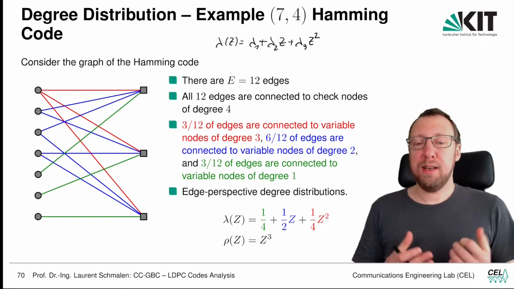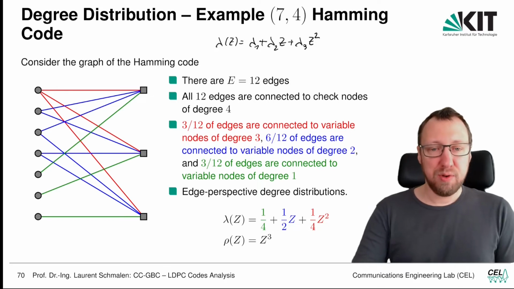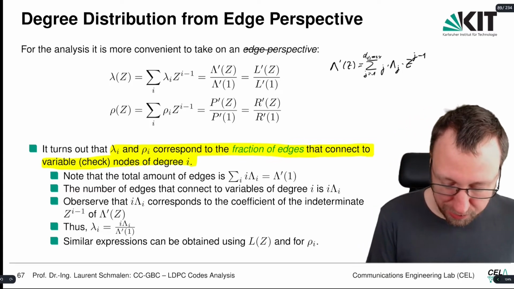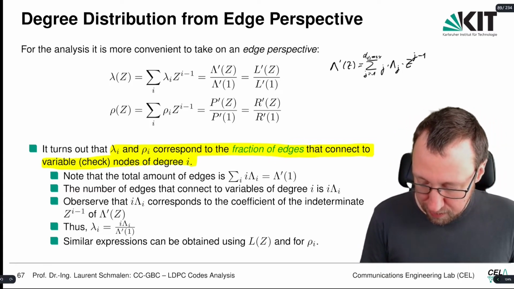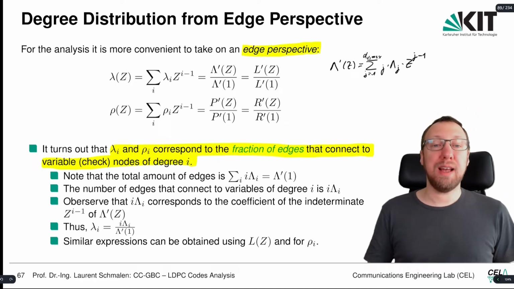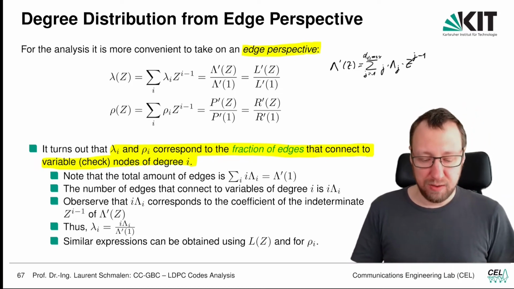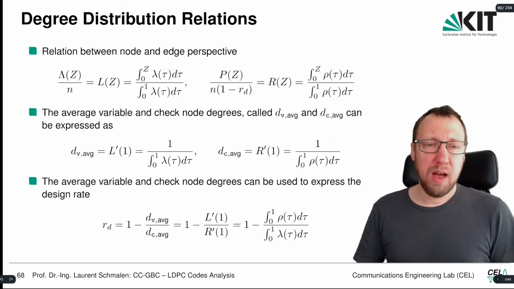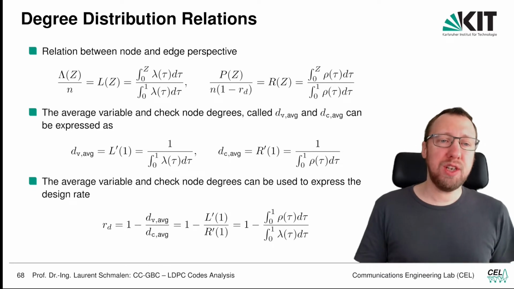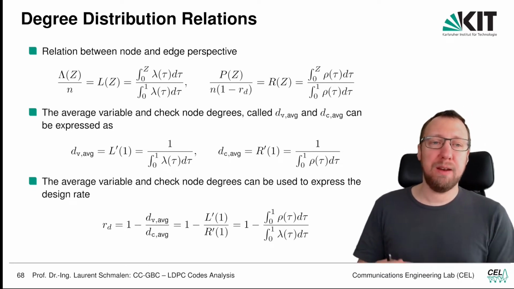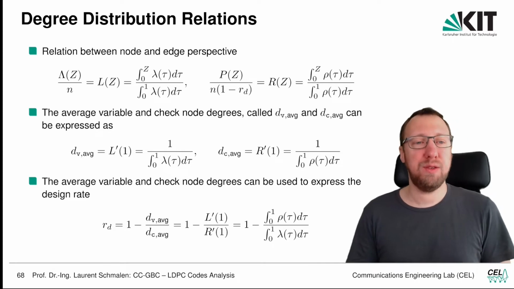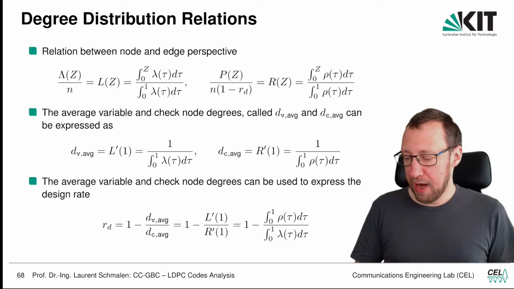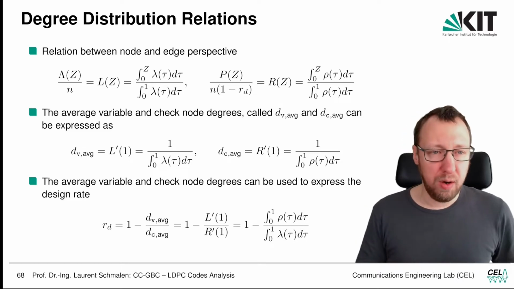Okay, so these are the degree distributions from an edge perspective. This is very important, and these are essentially the ones that we are going to use later. Okay, so we can find a relationship for calculating between node perspective and edge perspective. They are very nice relationships, so you can transform these degree distributions. And that's the following ones.